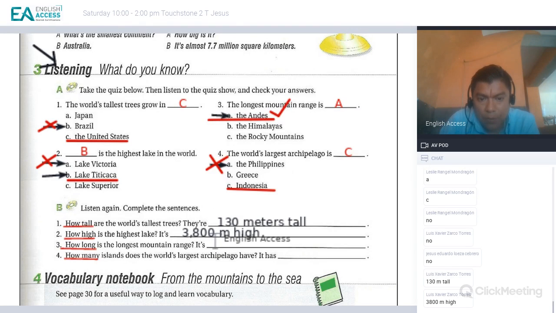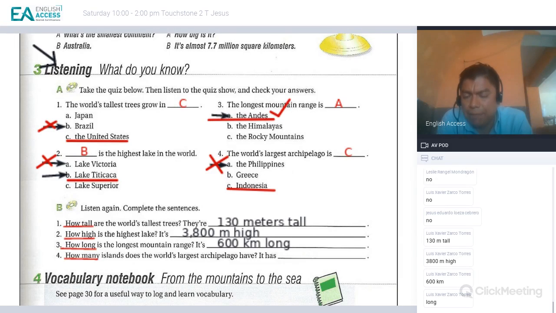What about number 3? How long is the longest mountain range? It's 600 kilometers. What, son? 600 kilometers what? Yes, long. 600 kilometers long. And how many islands does the world's largest archipelago have?